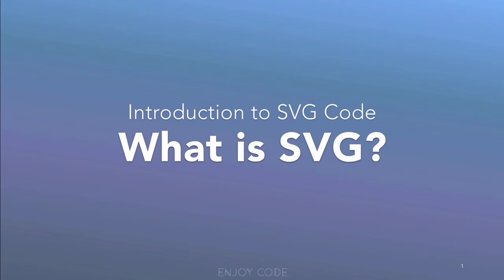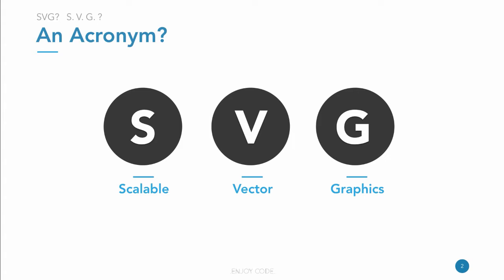Welcome to our introduction on SVG code. So as you might have guessed, SVG is an acronym. It stands for Scalable Vector Graphics. Scalable means you can change its size. Vector is a type of graphics. There's generally regarded to be two types of graphics, vector and raster, so it's the vector type. And of course, graphics, which is what SVG is used for.